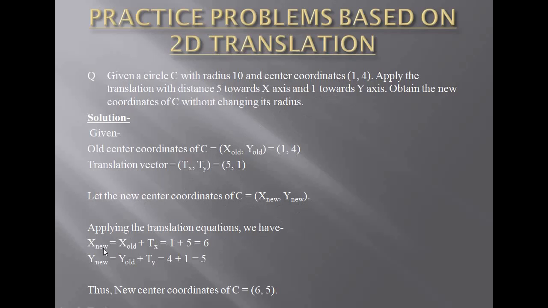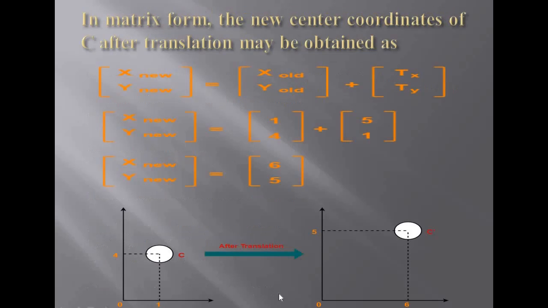You can solve with the simple method, that is x new is equal to x old plus tx. x old is 1 from this value, then tx is 5, so you get a new x value of 6, and y new is 4 plus ty, which is 1, that is 5. The new coordinate that you will get is 6 comma 5. Now you can place this on your graph.